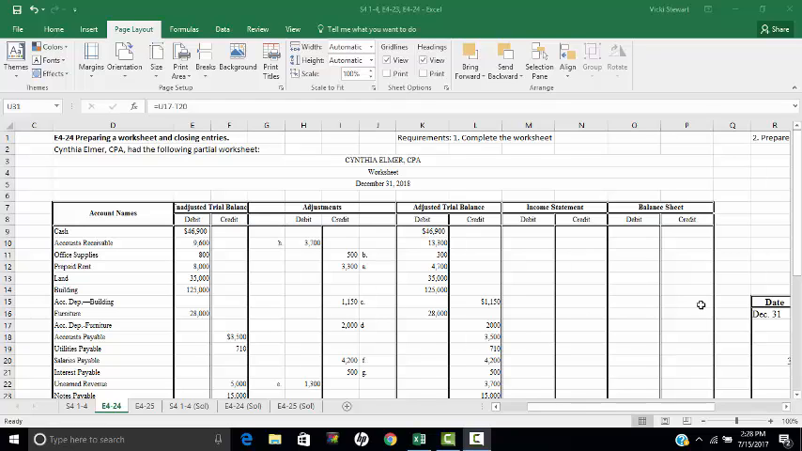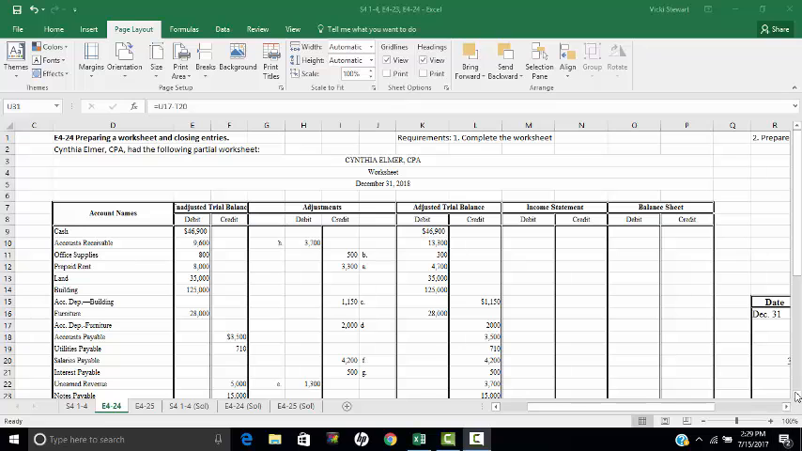This is a demonstration of exercise 424, preparing a worksheet and closing entries. This problem has given us a partial worksheet for Cynthia Elmer, CPA, as of December 31st, 2018, and the unadjusted trial balance, adjustments, and adjusted trial balance have already been completed. In our requirements, we are just to complete the rest of the worksheet, which will be the income statement and the balance sheet columns.